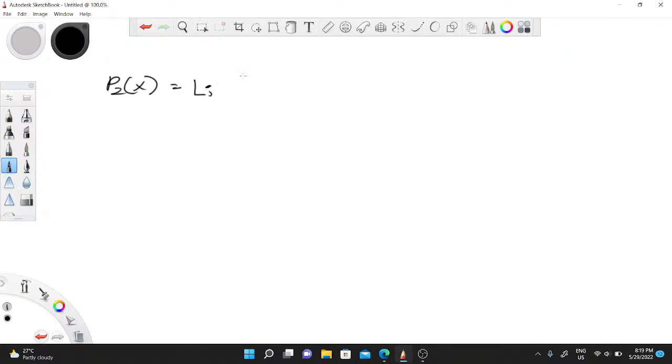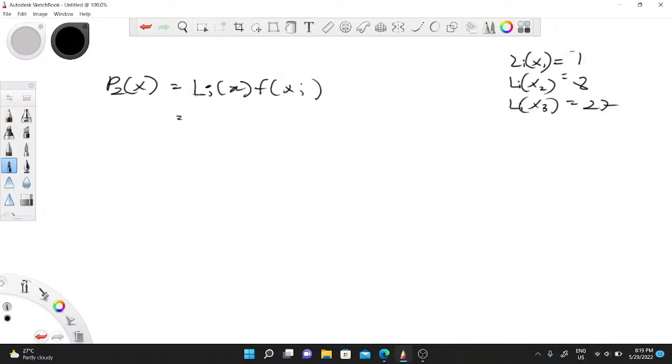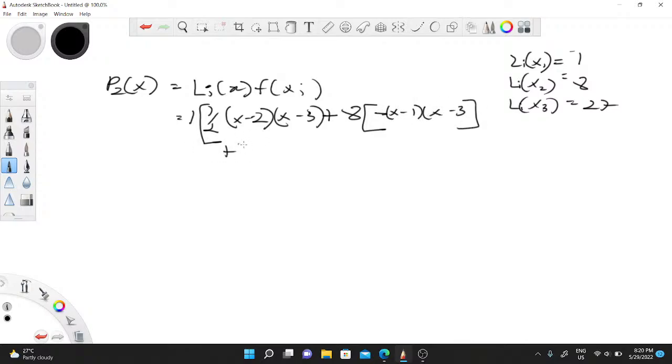It's given as your L_i(x) multiplied by your x_i, you understand. So we found our L_i of x1, x2, x3 as 1, 8, and 27. So you're giving 1 multiplied by your first one, which is 1/2 (x minus 2)(x minus 3), plus 8 multiplied by negative (x minus 1)(x minus 3), plus 27 being multiplied by 1/2 (x minus 2)(x minus 1). I hope you know how we got to this, right?